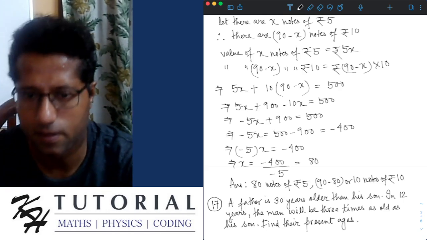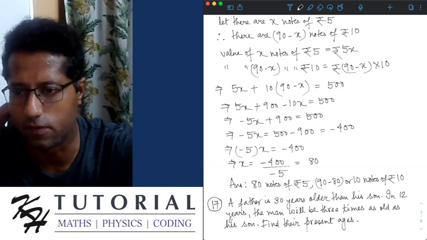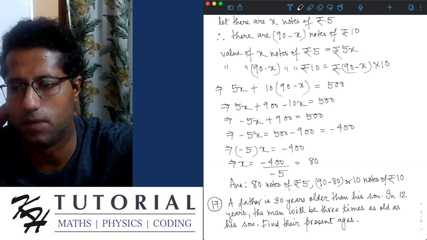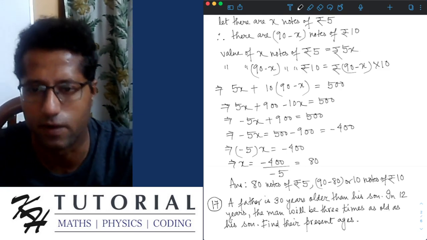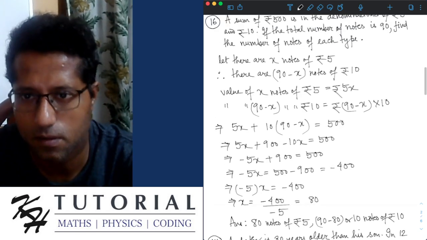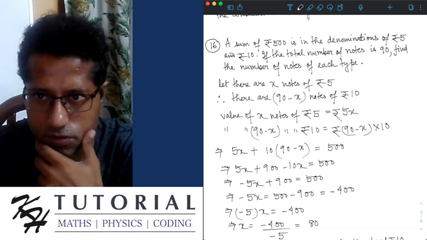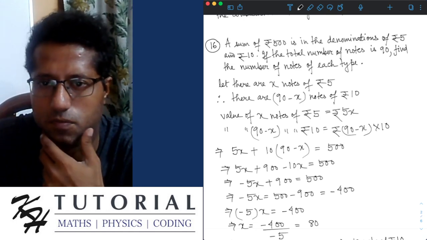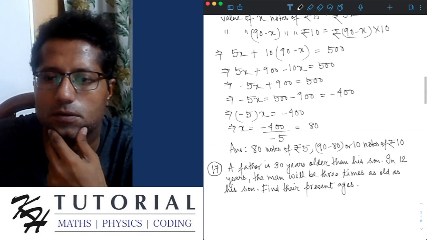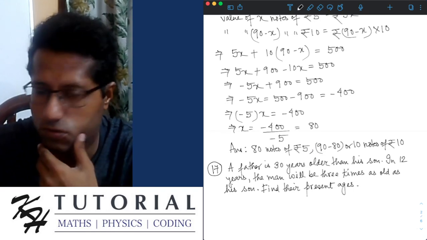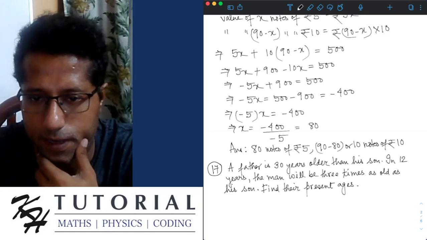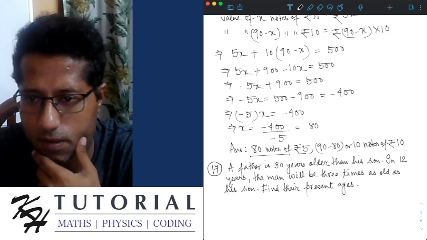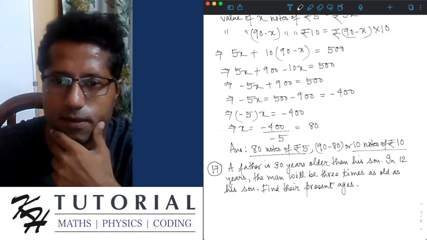If you multiply 80 into 5, that becomes 400, and if you multiply 10 into 10, that is 100. So 400 plus 100 is 500. And it is given that the value of the sum of all the denominations is rupees 500. So the answer is 80 notes of rupees 5 and 10 notes of rupees 10.